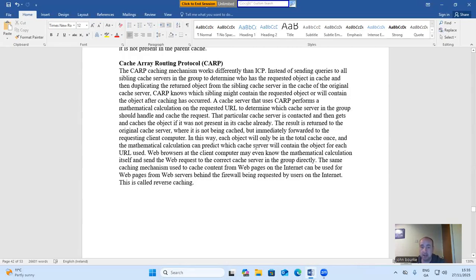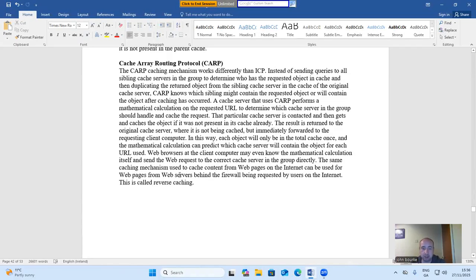In this way, each object will only be in the total cache once, and the mathematical calculation can predict which cache server will contain the object for each URL used. Web browsers at the client computer may even know the mathematical calculation itself and send the web request to the correct cache server in the group directly.